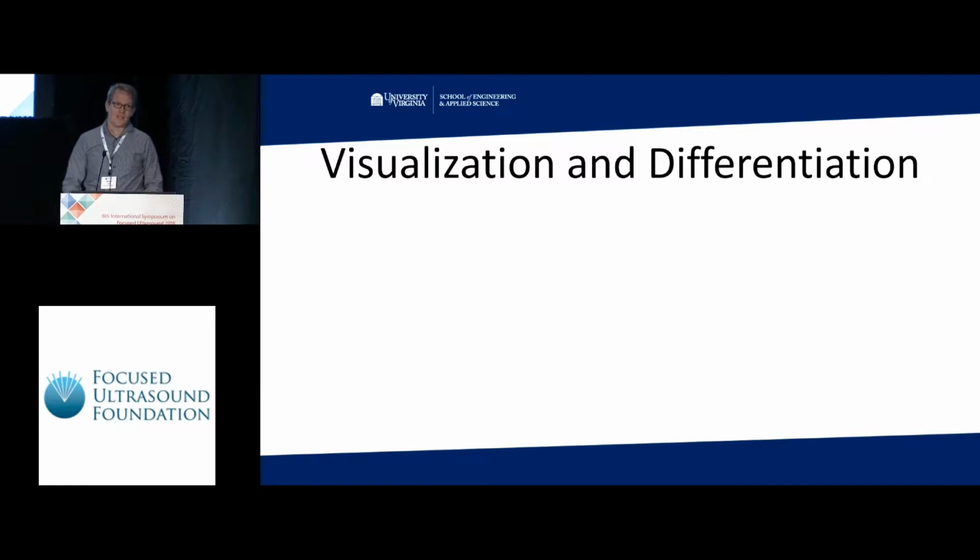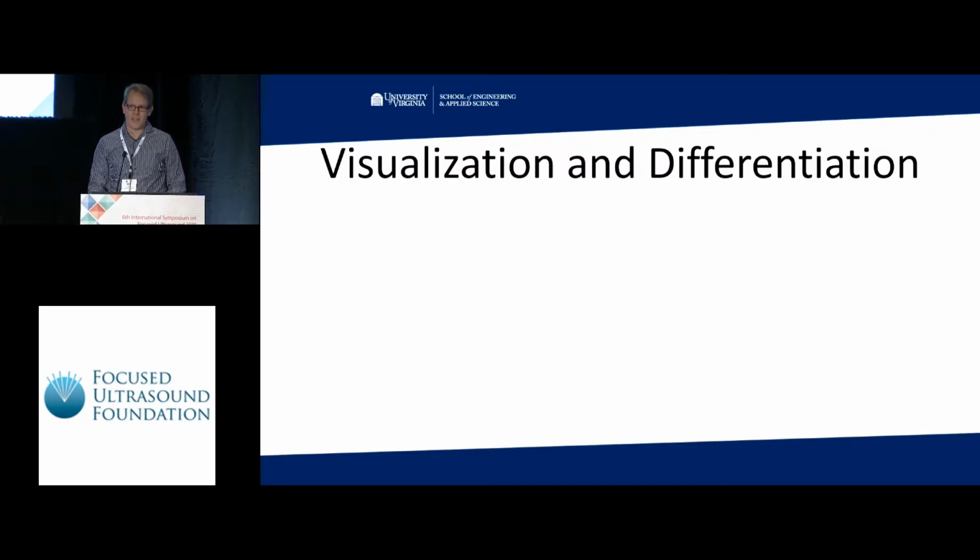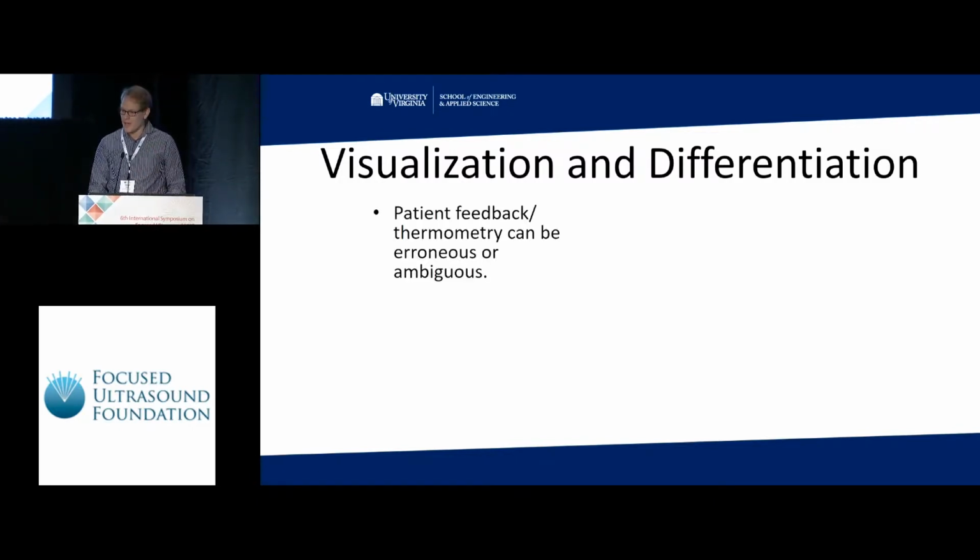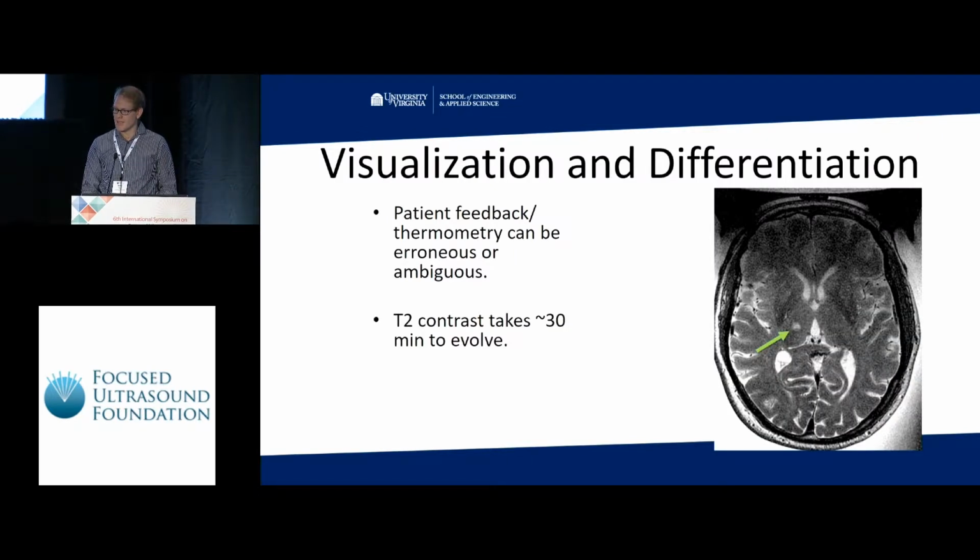Okay, so there's a need during focused ultrasound thalamotomies for better visualization and differentiation of the lesion. This is particularly true when patient feedback and thermometry may be ambiguous or error-prone. And at these points, surgeons like to take a T2 weighted image, and they're looking for that white spot, the T2 weighted lesion on the image, this white spot that will show where the lesion is.